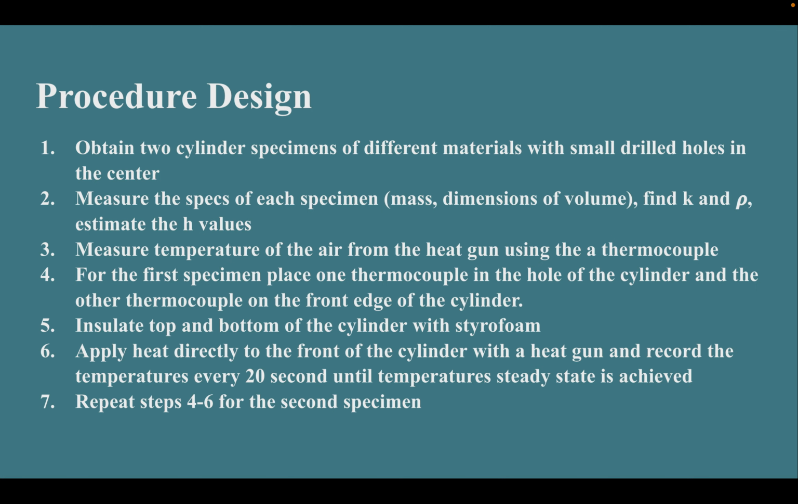The first step in our procedure design was to get two cylinders of different materials with holes drilled in the middle of them. The purpose of having two different materials was to have different material properties, such as K values and density, and then we would estimate the H values based off of the parameters that the assignment gave us. We measured the temperature of the air coming out of the heat gun that we would use to heat the cylinders to get an airstream temperature. And then we started with our design setup.